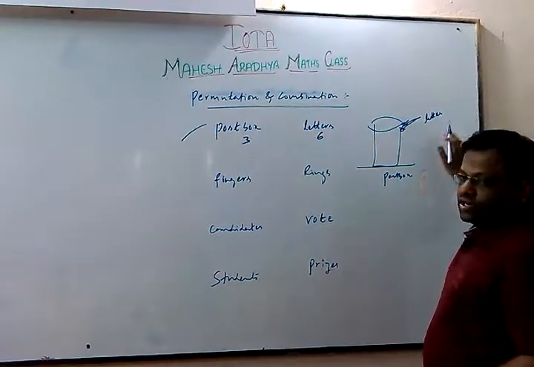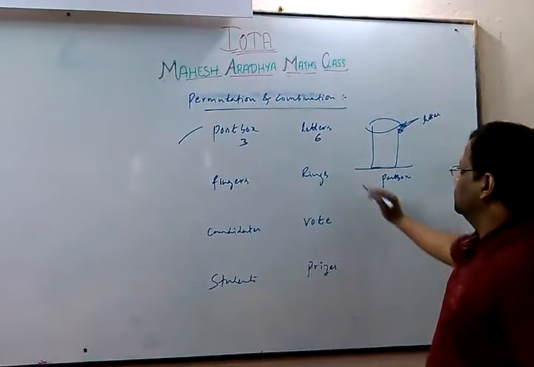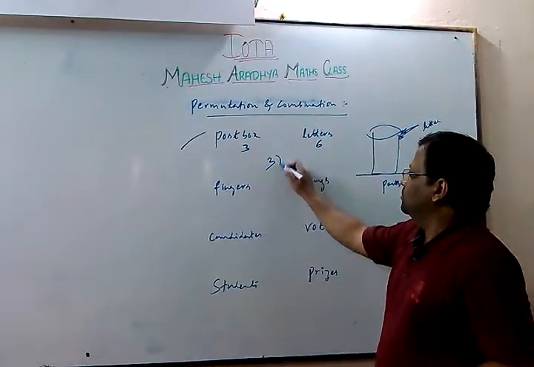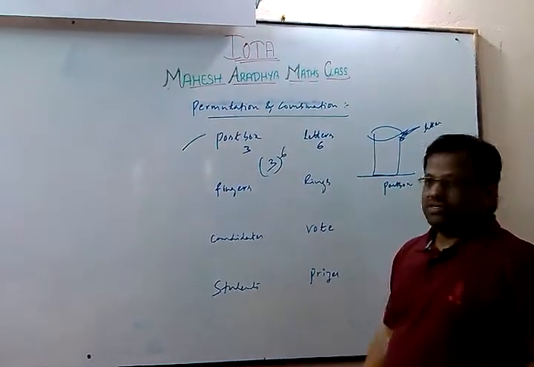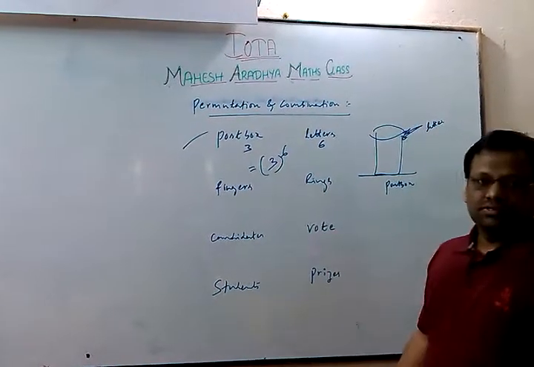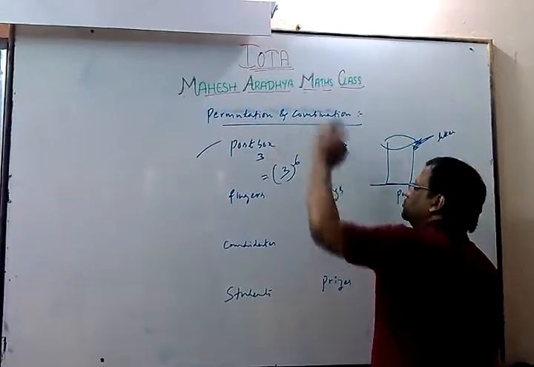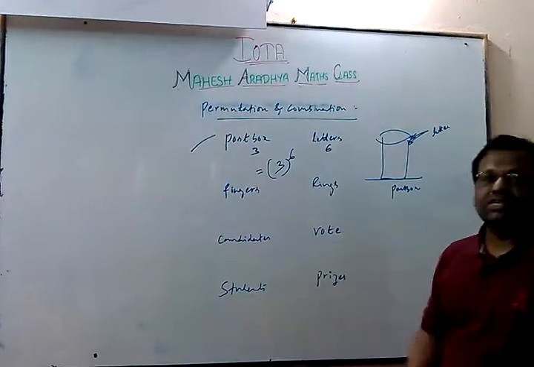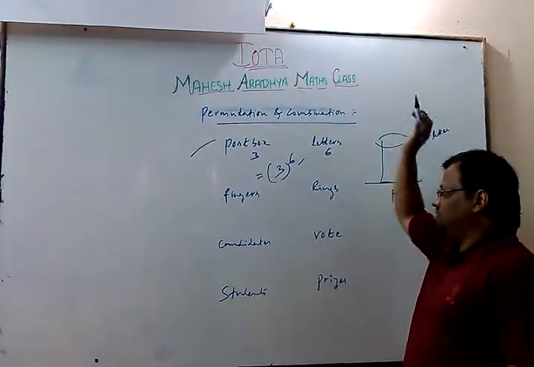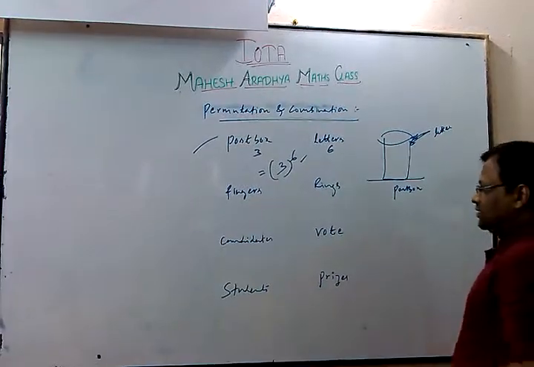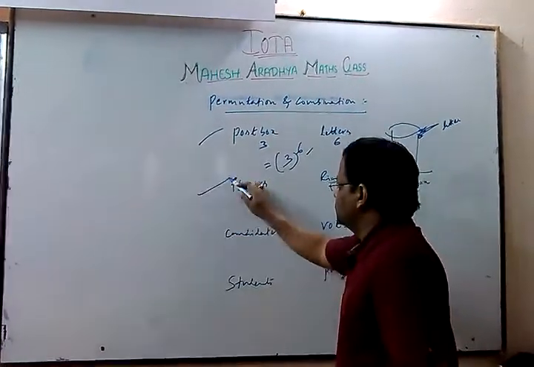So the shortcut I am going to tell you is very simple: 3 to the power of 6. That's it. This will give you the number of ways in which 6 letters can be put inside the post boxes. Now we'll go to the second question.